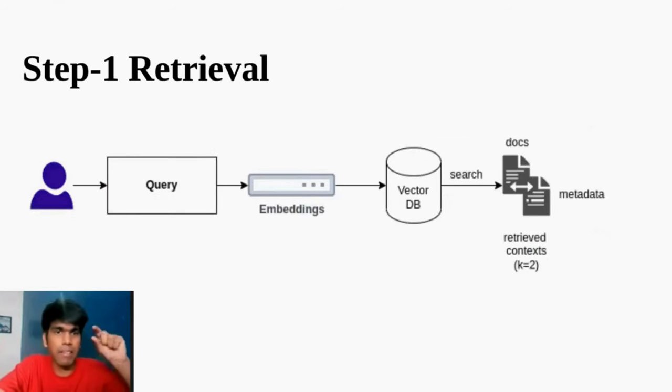So let's divide the RAG into three different terms. We have retrieval, we have augmentation, we have generation. In step one, retrieval, a user asks a query, you convert that query into an embedding, which is a vector form, look into the vector database, perform a certain search technique, and it will retrieve a context. So this context is your document.